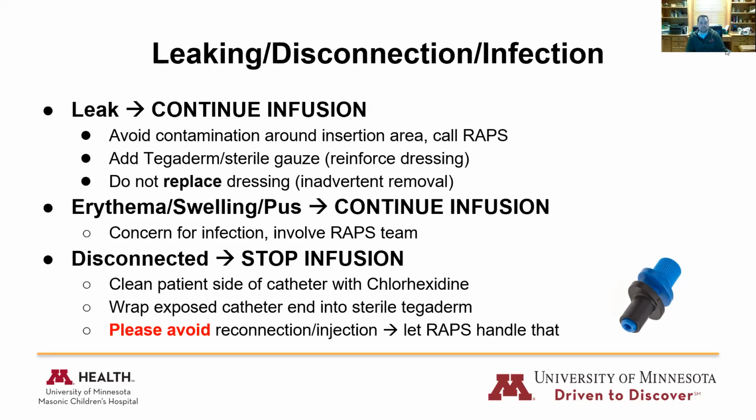If, however, the catheter becomes disconnected, the most common culprit is shown here on the bottom right. It's typically this clamp that connects the patient side of the catheter with the pump side of the catheter, and if that comes apart, the catheter can get disconnected. We ask you to clean the now open patient side of the catheter with chlorhexidine and wrap the exposed catheter in a sterile Tegaderm until we can take a look. Please avoid reconnecting or injecting anything into this catheter. If the catheter can be saved, we will do that. We might cut off a piece and then continue.